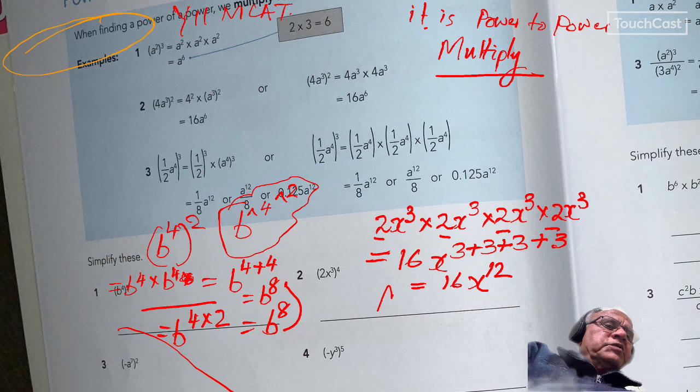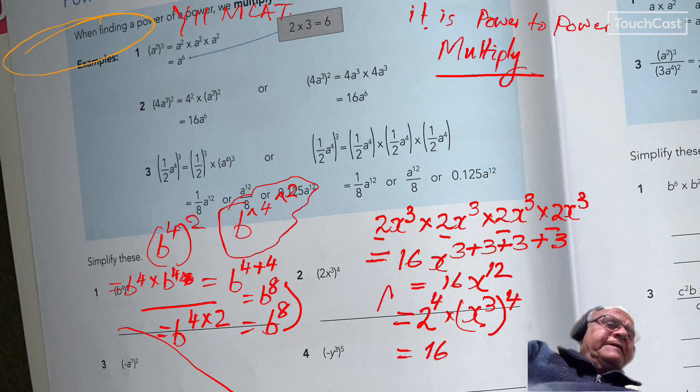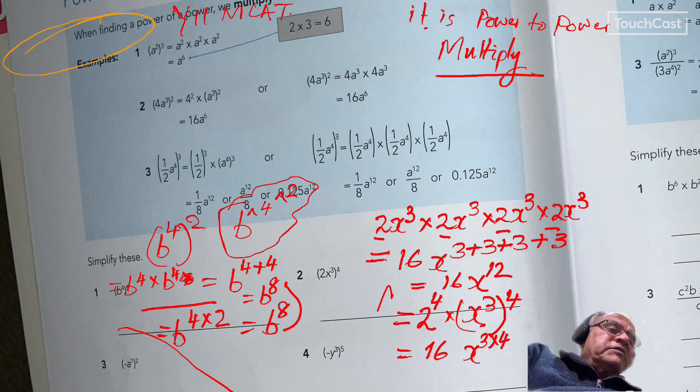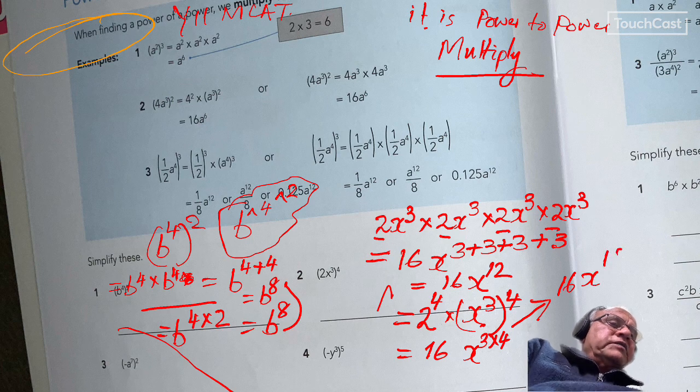Right, and I'm going to do this one now. I'm going to split 2x to the power 3. I'm going to apply the power to this one first, 2 to the power 4, and then times x to the power 3, and then I'm going to raise it to the power 4. So 2 to the power 4 gives you 16, and in case of power to the power, we multiply the indices, and that will give you 16x to the power 12.